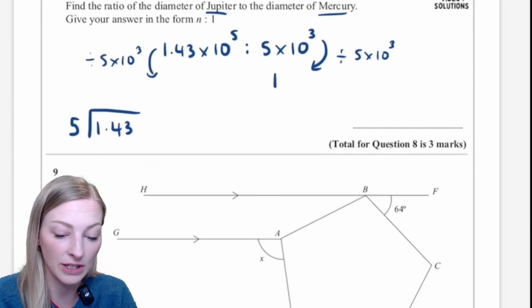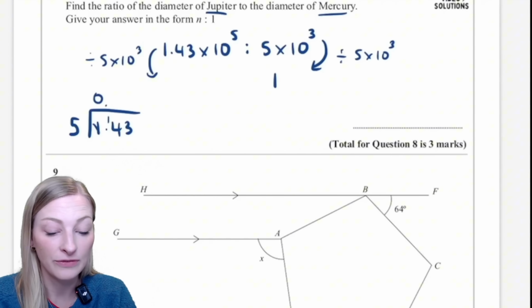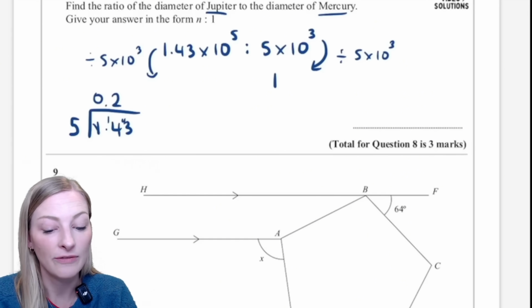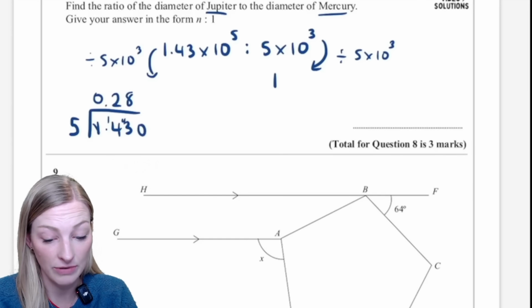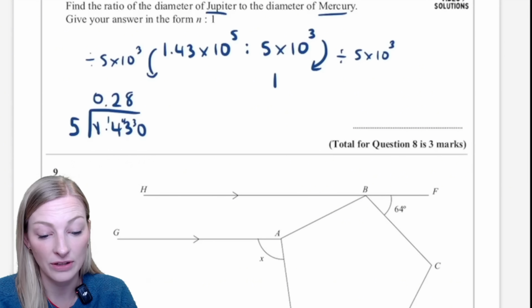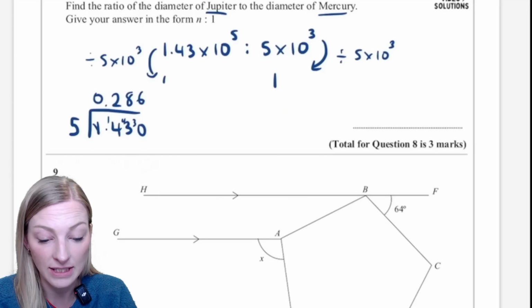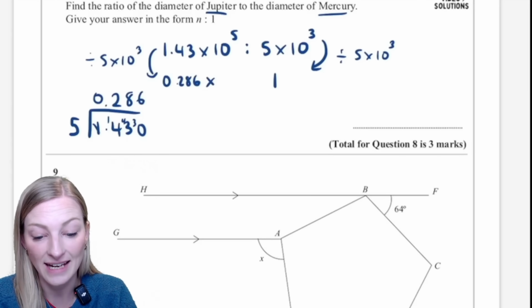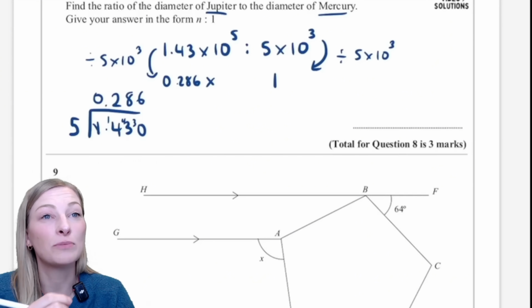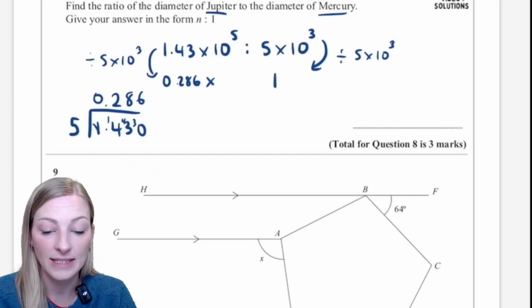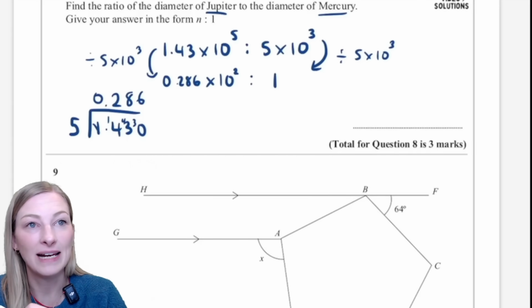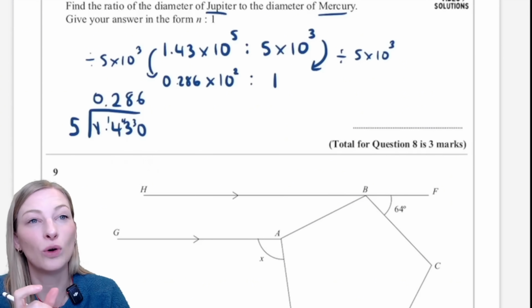5 into 1 doesn't go. 5 into 14 goes twice, remainder 4. And 5 into 43 goes 8 times, carry the 3 over. So we've got 5 into 30, which is 6. So this is 0.286 times 10. Now, when we divide, we subtract the powers. So 10 to the power of 5 divided by 10 to the power of 3 is 10 to the power of 2. Now, I'm not completely happy with this because at the minute that number is not in standard form.